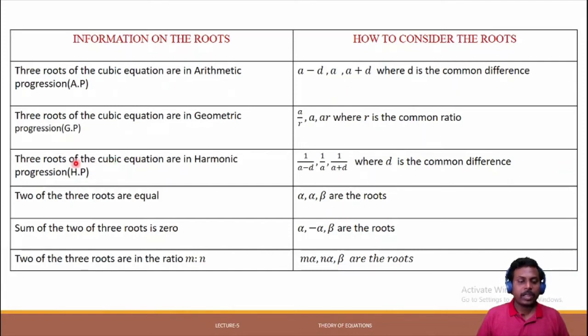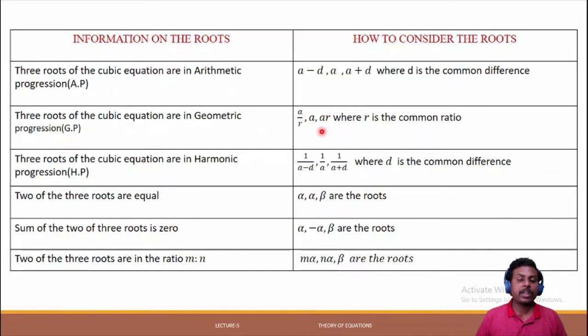Okay. Now the next one is, three roots of the cubic equation are in geometric progression. Then consider the roots as a by r, a, ar, where r is the common ratio of the geometric progression. Now here in this case, what you need to do is consider the product.